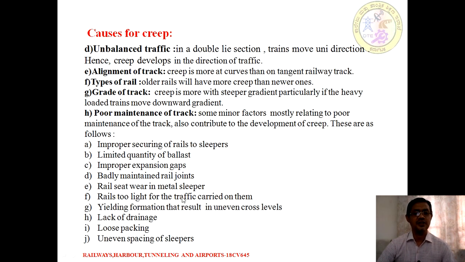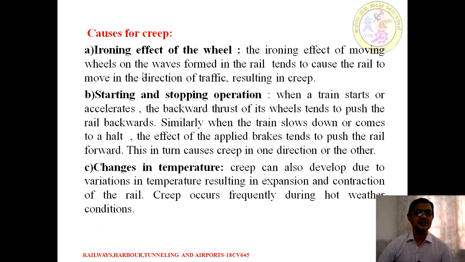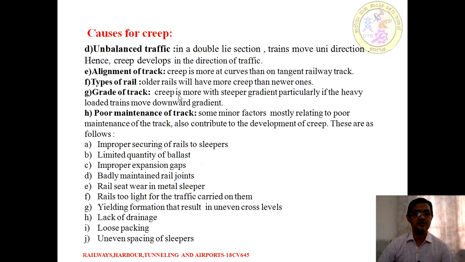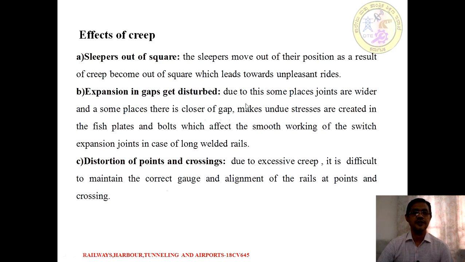Next is rail seat wear, especially in the case of metal sleepers, and when rails are too light, that is, the weight of the rails is lighter when compared to the traffic being carried. And next is the yielding formation, which is due to uneven cross levels, so that is also accountable. Lack of drainage, loose packing and uneven spacing of sleepers are also accountable for the causes of creep. So, starting from the ironing effect to the poor maintenance practices of a track, these are liable for the formation of creep.